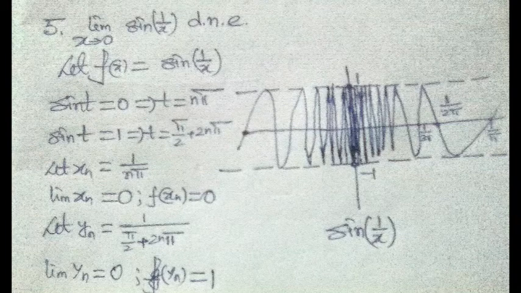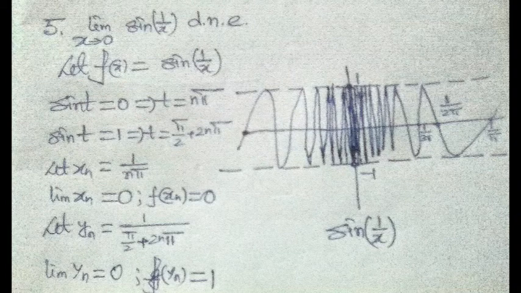So we know the graph of sin x. sin(1/x) is quite different from sin x. The graph has been plotted here. So let us choose the function f(x) equals sin(1/x). We know that sin t will be 0 when t equals nπ, where n is any integer. And similarly, sin t equals 1 implies that t is π/2 + 2nπ.